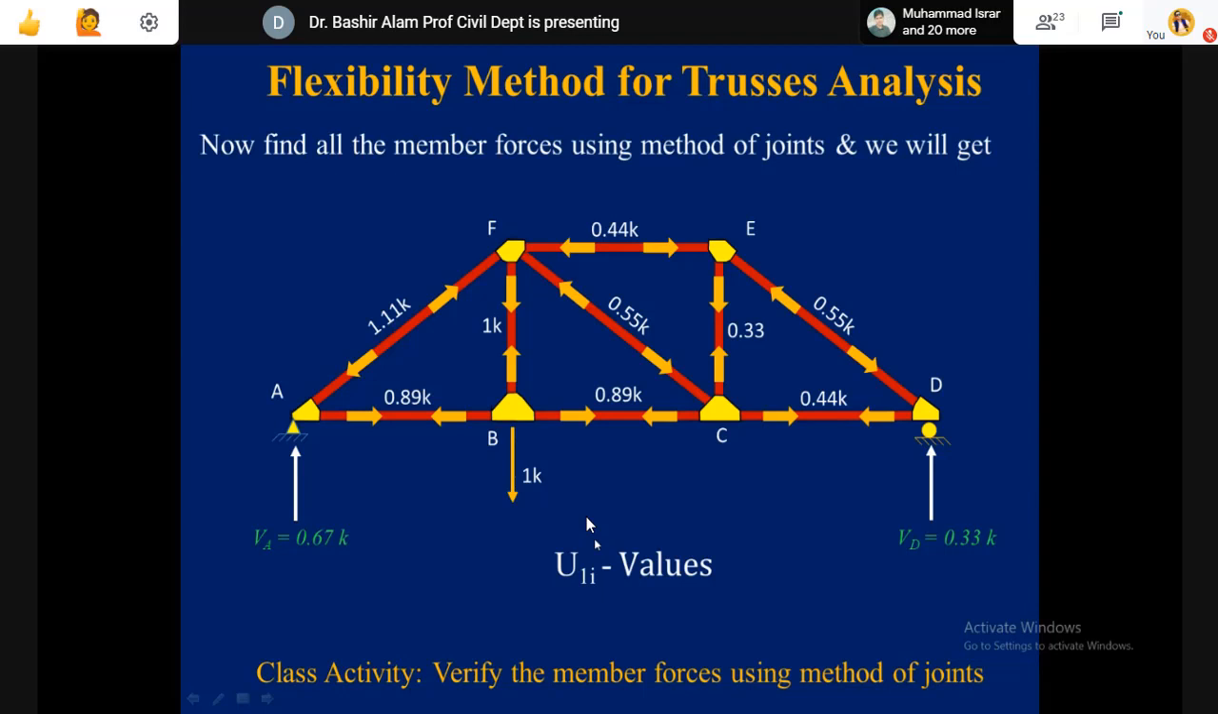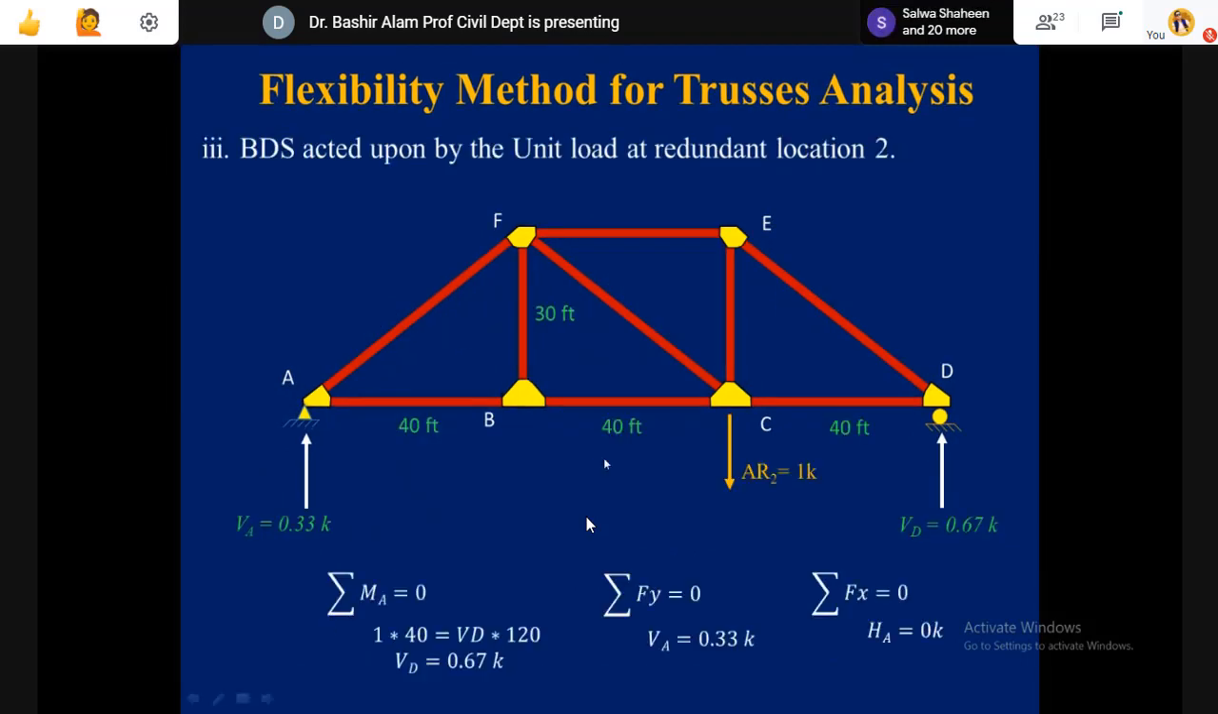Okay, after this, what we do is subject this basic determinate structure under AR2. AR2 was the unknown support reaction at C, and we assumed initially this downward as our positive direction. So AR2 is 1 kip, you see there. We analyze this structure.